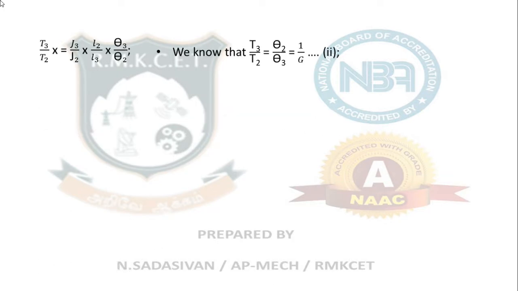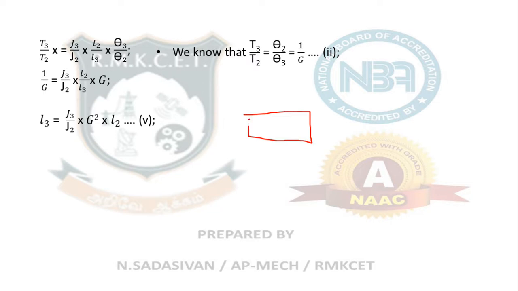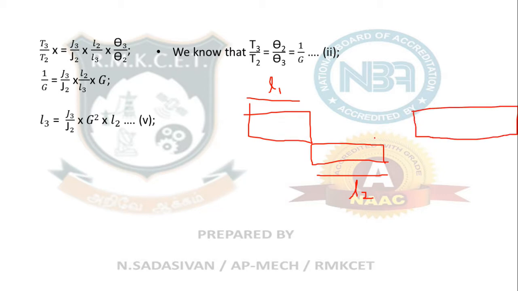We have already shown T3 by T2 equal to theta 2 by theta 3. From all of this, you will get an expression for L3. L3 is the new length, the length beyond the length L1 of the equivalent shaft. Initially your shaft is like this, there is a gear here and your shaft is like this. This is your L1, this is your L2. Now you are replacing it with a single shaft, so the entire length is L. If you subtract L1 from it, the remaining is L3.